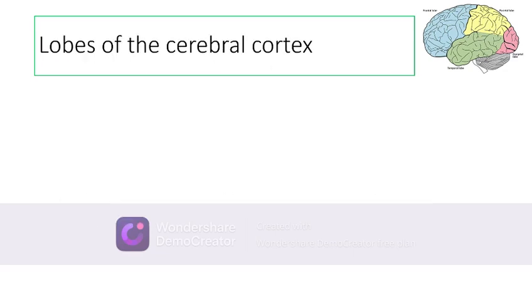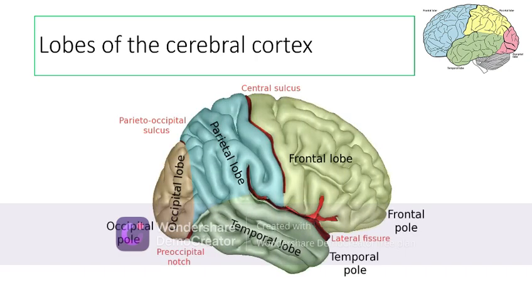Now talking about the lobes of the cerebral cortex. How many lobes and what are the lobes of the cerebral cortex? The cerebral cortex has got 4 lobes. Frontal lobe anteriorly, posterior most being the occipital lobe, parietal lobe, and the inferior lobe or the temporal lobe. The central sulcus of the brain divides the cortex into the frontal lobe anteriorly and the parietal lobe posteriorly.